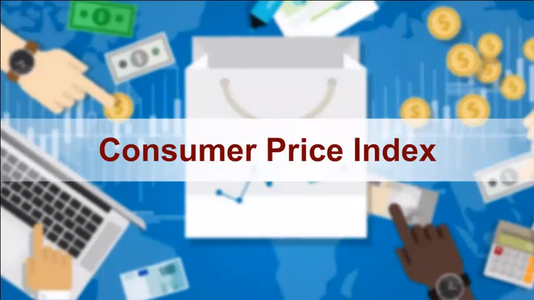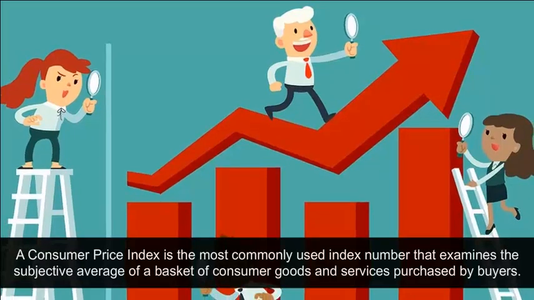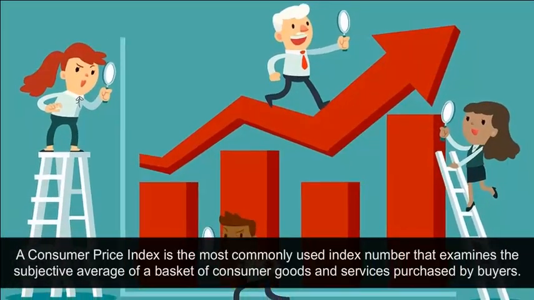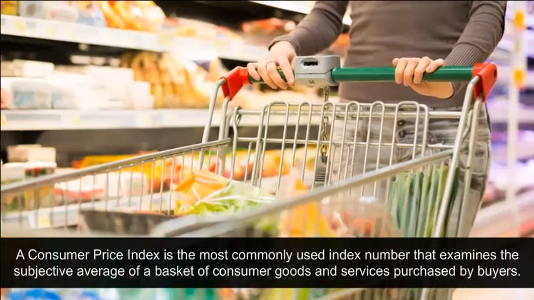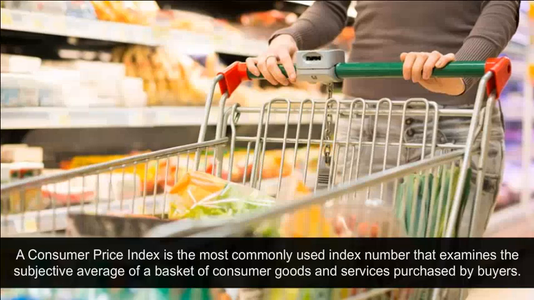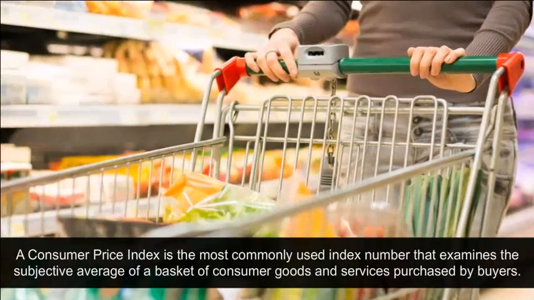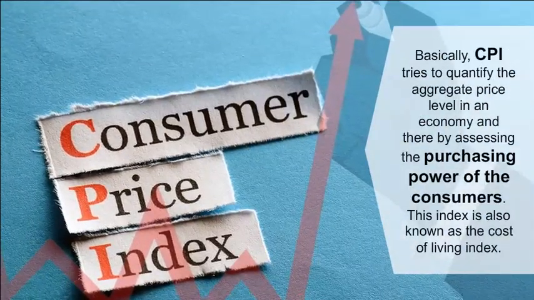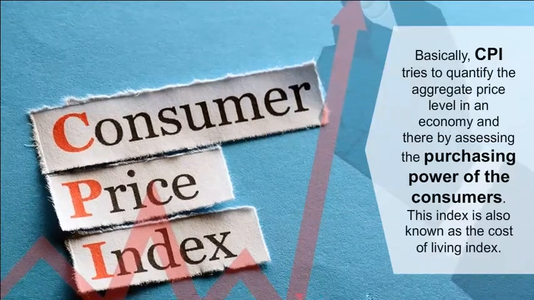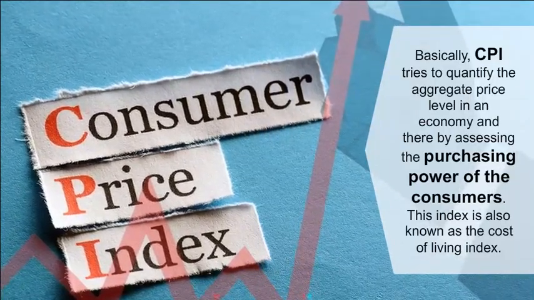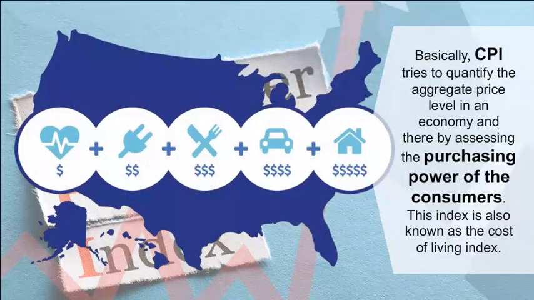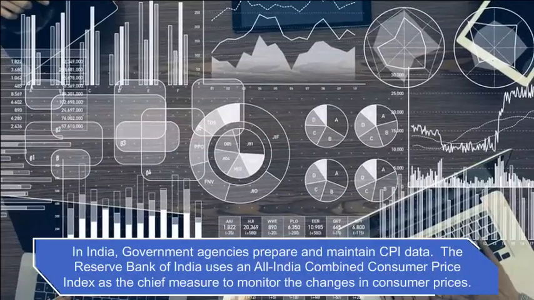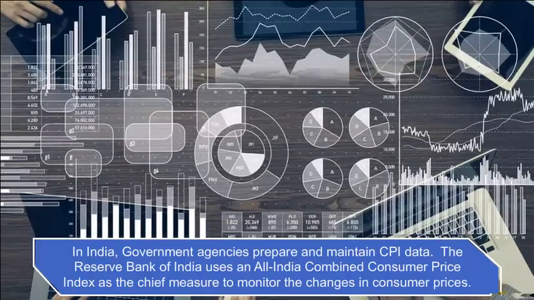Consumer Price Index. A consumer price index is the most commonly used index number that examines the average of a basket of consumer goods and services purchased by buyers. Basically, CPI tries to quantify the aggregate price level in an economy and thereby assessing the purchasing power of the consumers. This index is also known as the Cost of Living Index. In India, government agencies prepare and maintain CPI data.